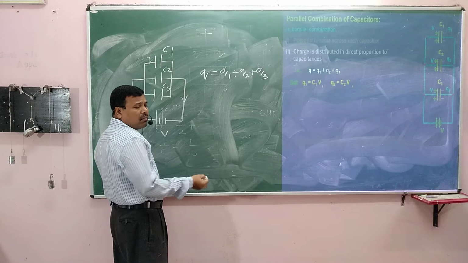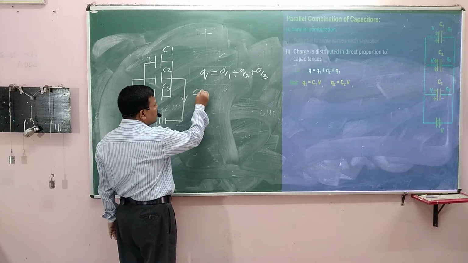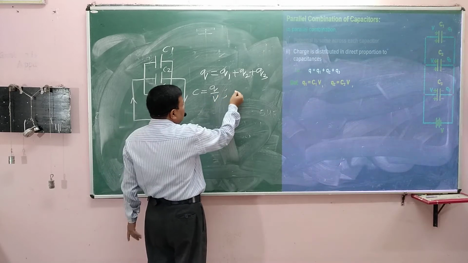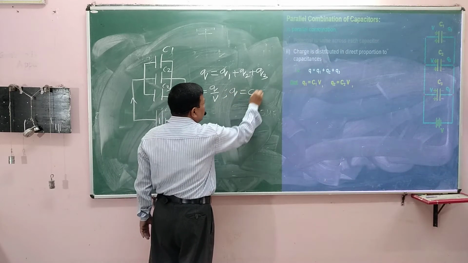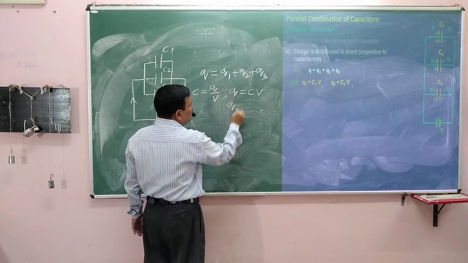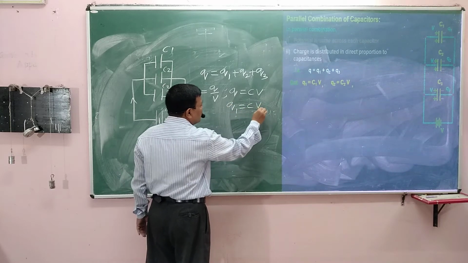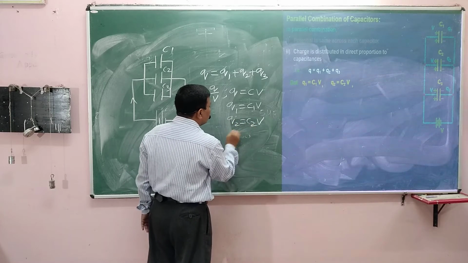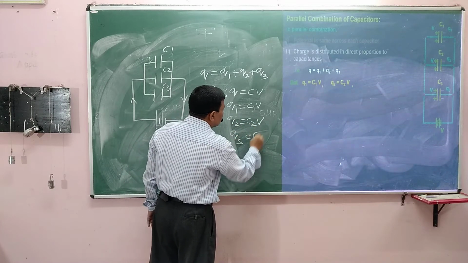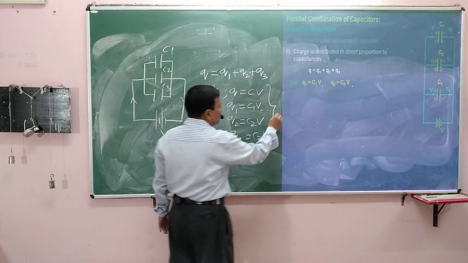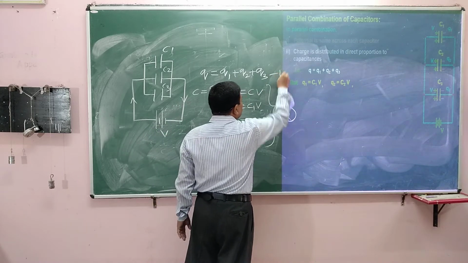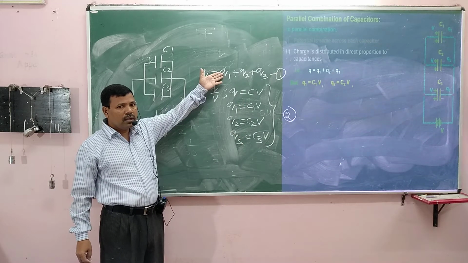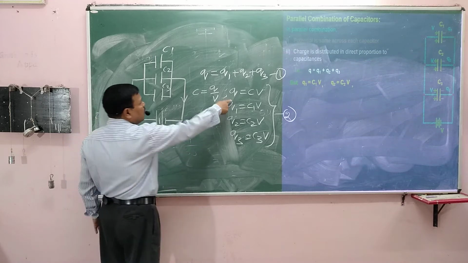Then, by the definition of capacitance, C is equal to Q by V, and then Q is equal to CV. Q1 is equal to C1V, and Q2 is equal to C2V, Q3 is equal to C3V. Call this equation number 2, and then call this equation number 1. Substitute 2 in 1. We get Q is CV.